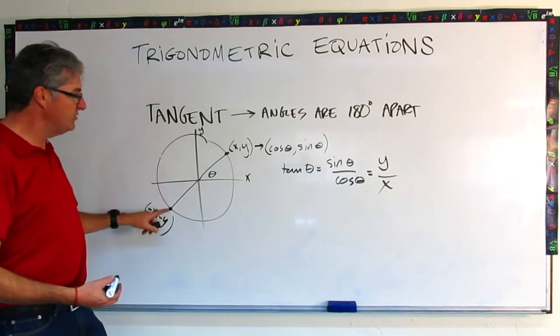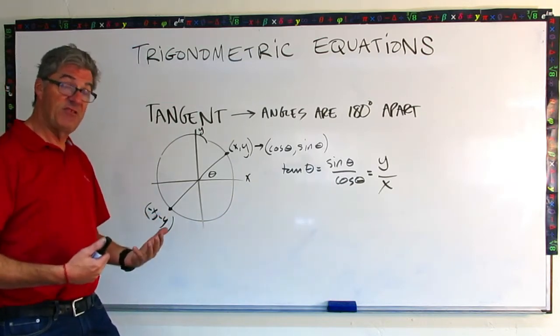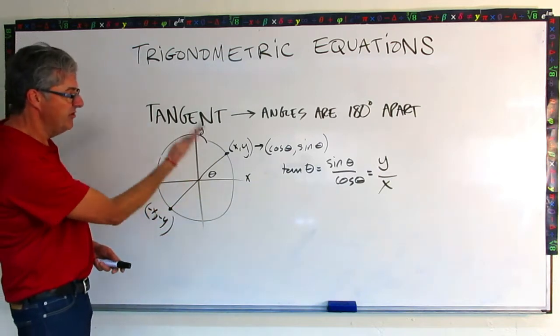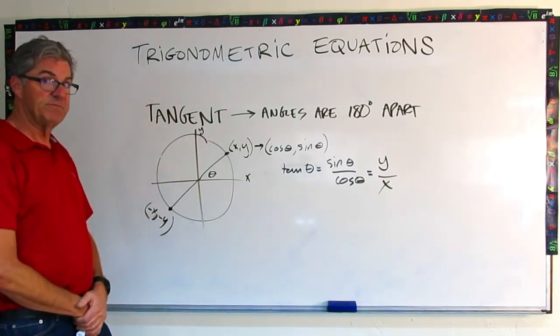So what that shows us is that if you want the same value for tan theta, you just have to go another 180 degrees around the unit circle and you'll have that same value.